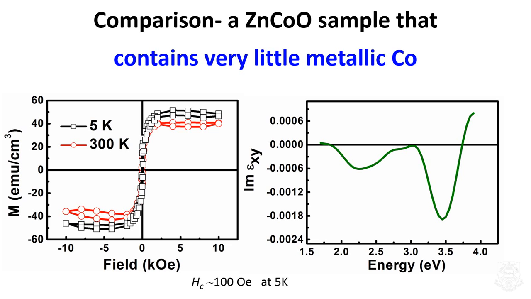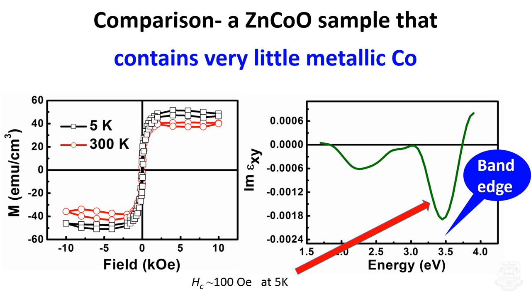And in this case, the coercive field is always small, and the MCD is dominated by a peak at the band edge of zinc oxide, indicating that we have spin polarized donor states in zinc oxide, providing the bulk of the magnetization.